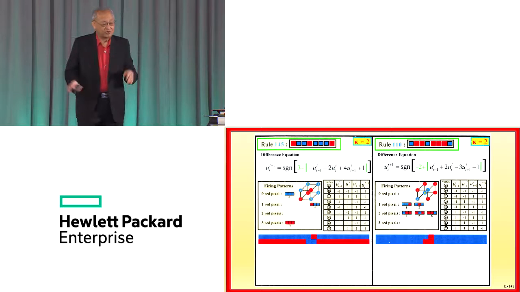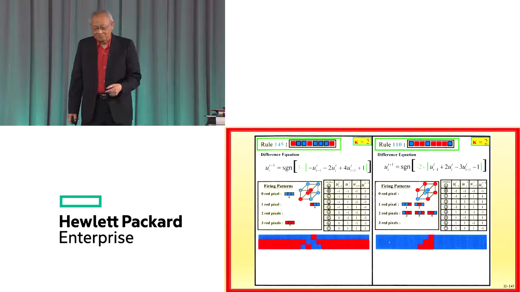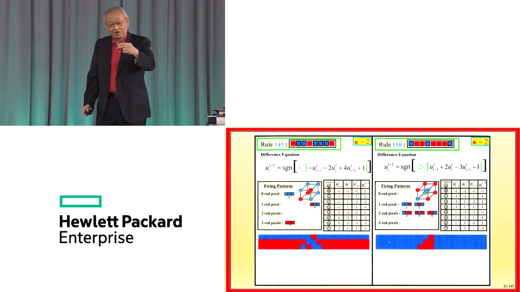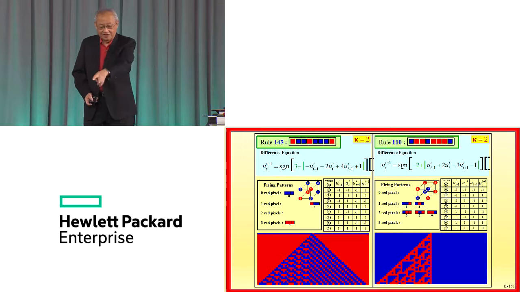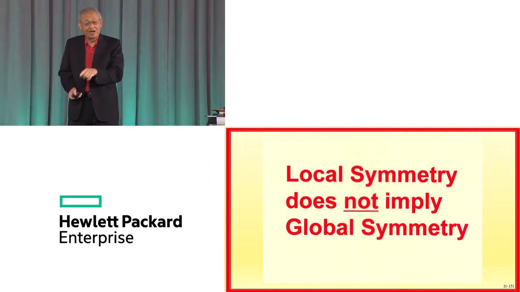That's what Kurzweil said. But look what happened. Just the next bit is different already. So he was wrong. Complement works only for one iteration, and after that it is not true anymore. Okay, and if you continue that, you can see it's totally different, even though they are complementary. The mistake was he didn't realize that local symmetry does not imply global symmetry. It's only good for one iteration.